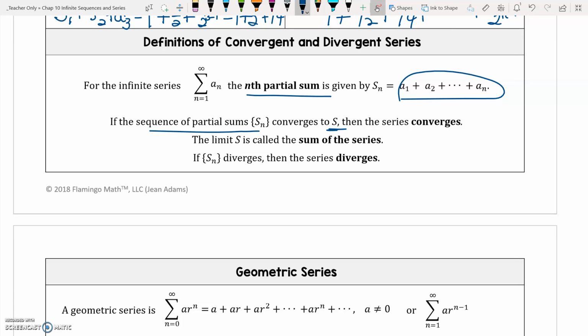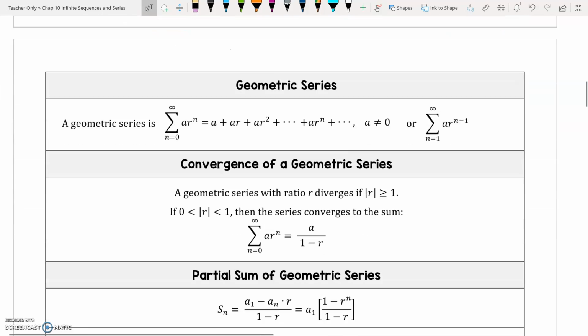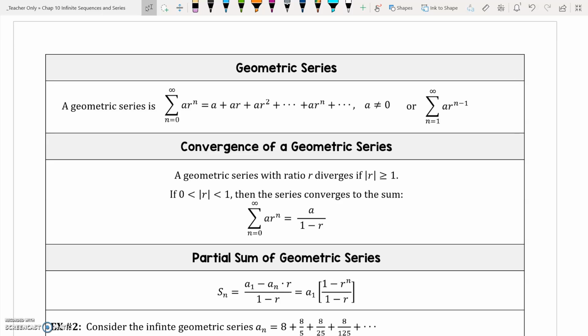If the sequence of partial sums, because we're going to create a sequence of partial sums here, so S1, S2, S3, if they converge to some real number, the series itself converges. The limit S is called the sum of the series. If that sequence of partial sums diverges, then the series diverges. And we're going to use that as a big help for us to determine the behavior of these series.